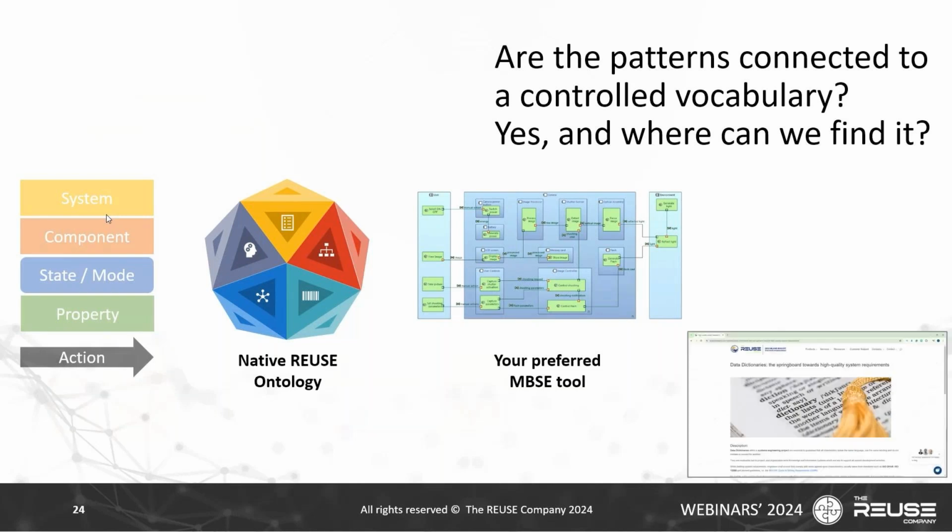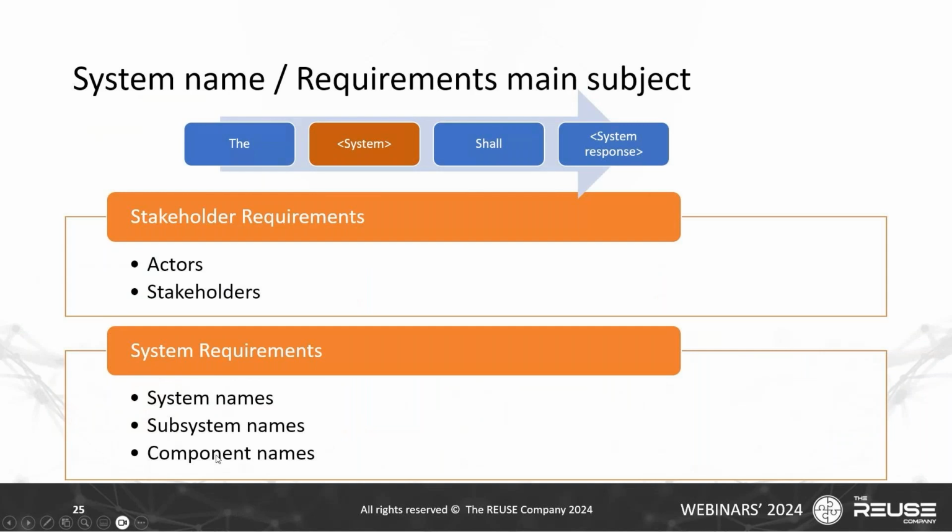You can learn more about data dictionaries by following this link. This is a link to a webinar that was presented by one of my colleagues, I think something like five or six months ago, right? So data dictionaries are where we can find the main elements in our patterns.